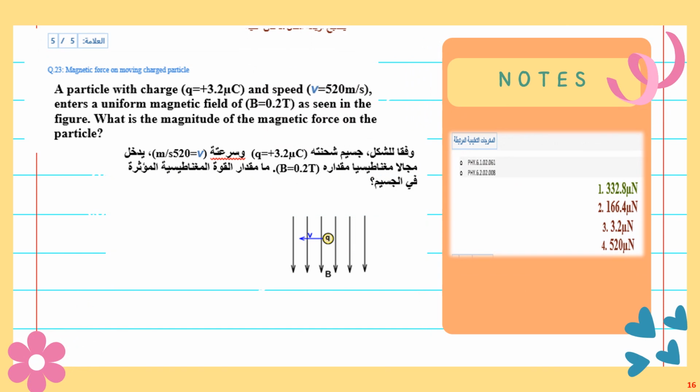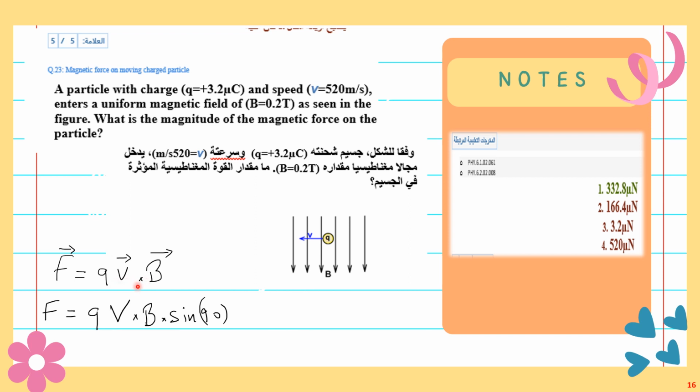Next question, question number 15. A particle with charge Q equal to 3.2 microcoulomb and speed V enters a magnetic field of 0.2 Tesla. What is the magnitude of the magnetic force on the particle? So we need to calculate the force. I'll remind you of this equation from chapter 7, where F equals QV multiplied by B.